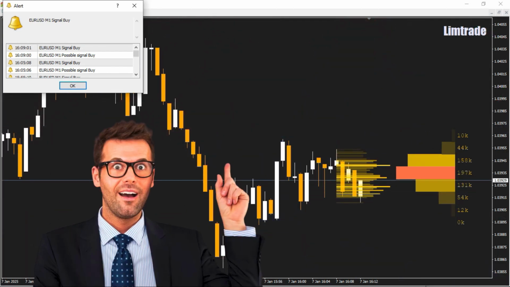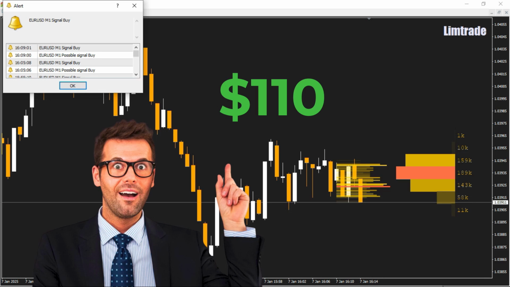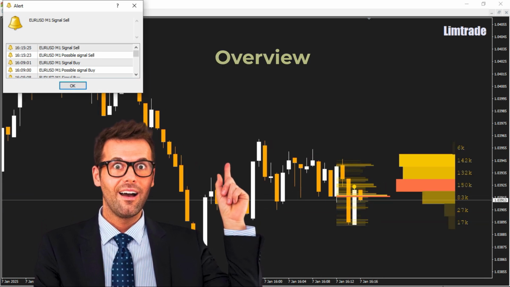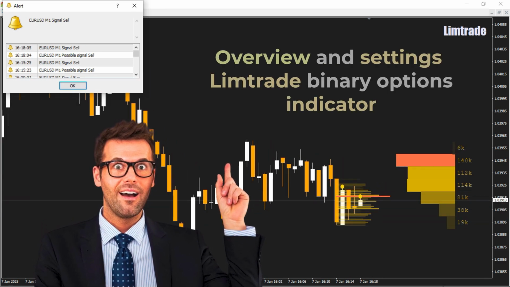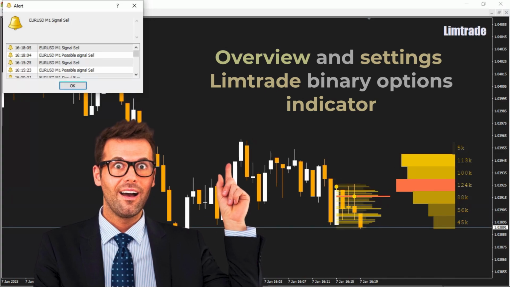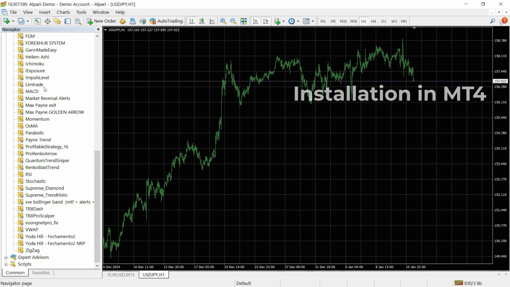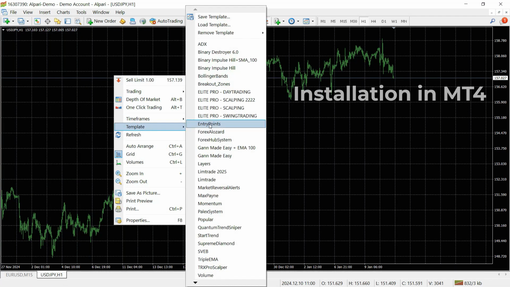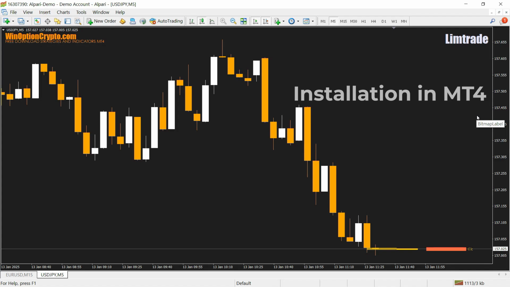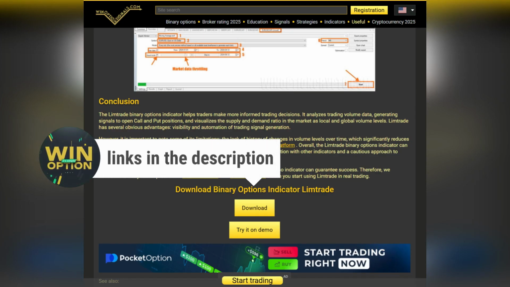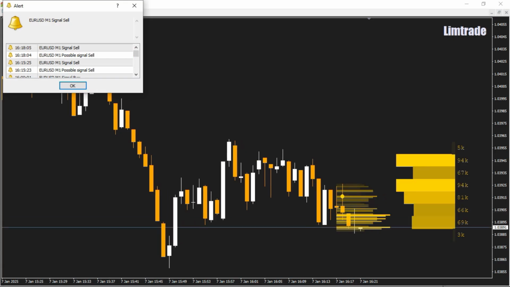The price for such an exclusive tool is $110, and in this review, we will try to figure out whether it is worth the money or not. This indicator and our already configured trading template are installed in the MetaTrader 4 terminal in a standard way. Look for the download link in the description under the video.